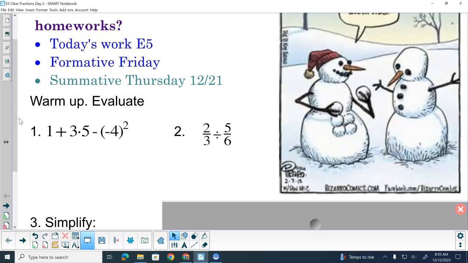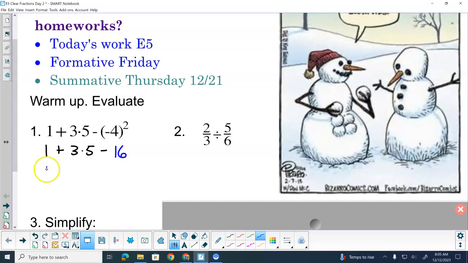4 times 4 is 16. So this is 1 plus 3 times 5 minus 16. Okay, so we did the P, we did the E. Now we got the M and the D. Do we have any multiplications yet to do?